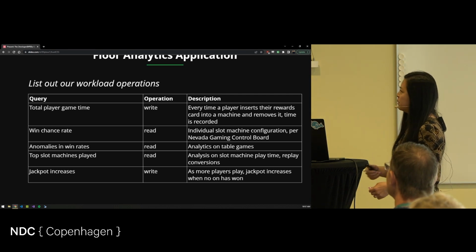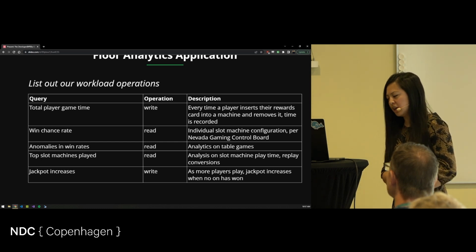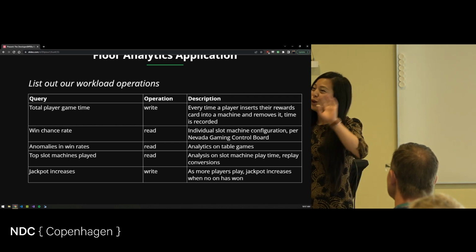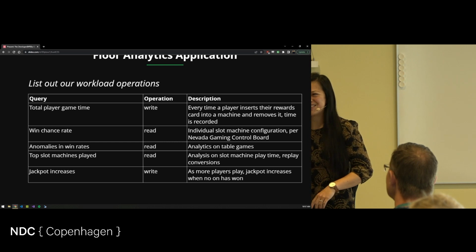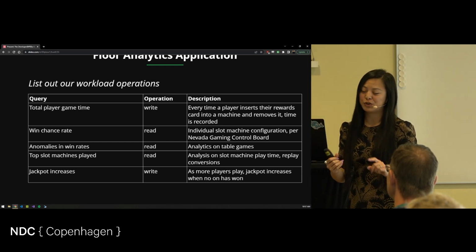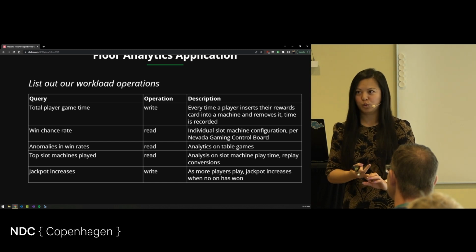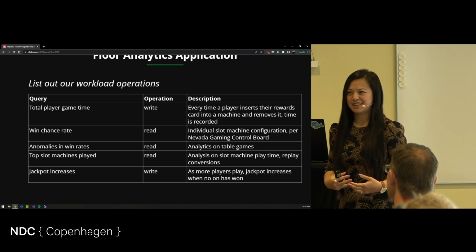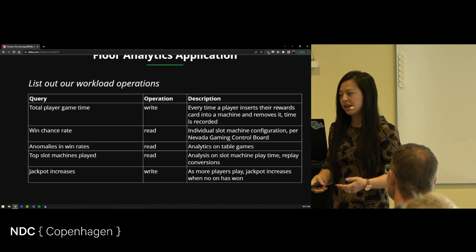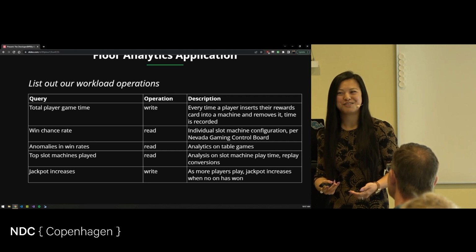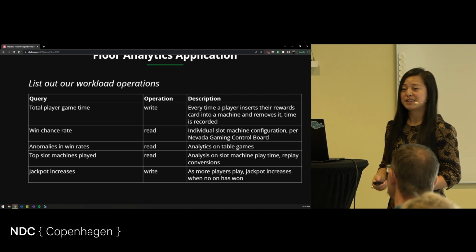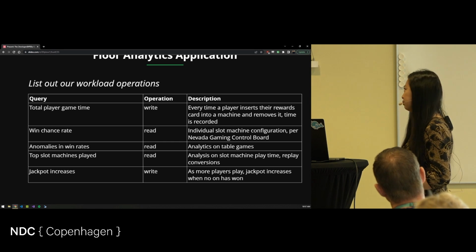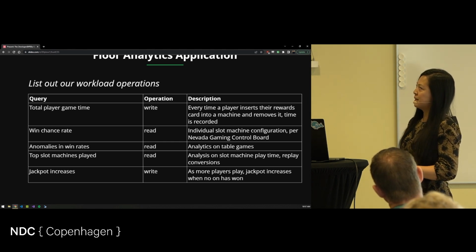Anomalies in win rates. There's analytics on table games, but there's also analytics on slot machines. If you've ever seen Ocean's 11 or any type of casino heist movie, there are a ton of cameras there that help out with this. They measure your temperature, the way that you walk, what you're looking at, how quickly you get excited, and they have all types of ways to tell if that win is genuine or if you're cheating. We have a lot of access to that information because most casinos have a very rigorous fraud detection system.